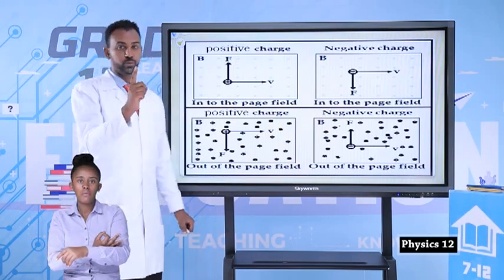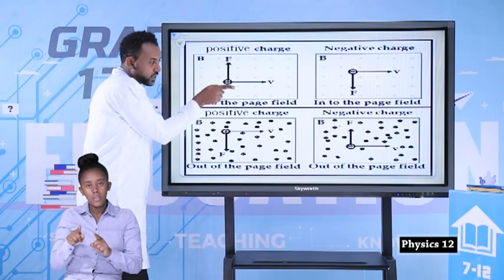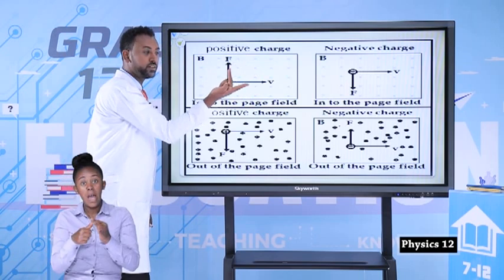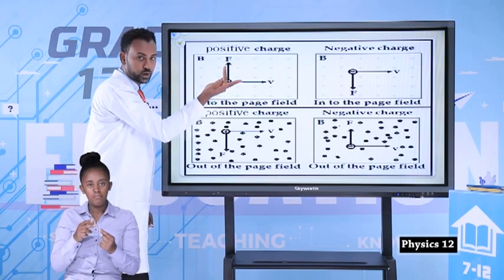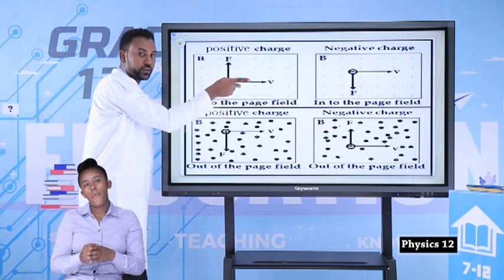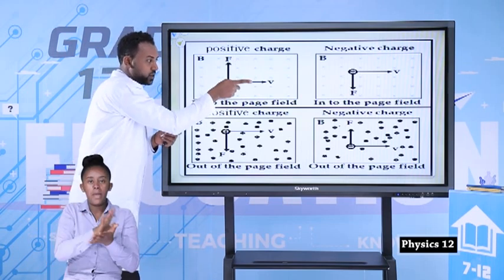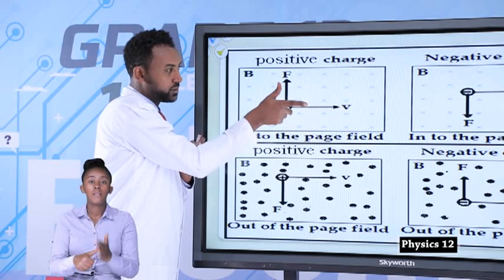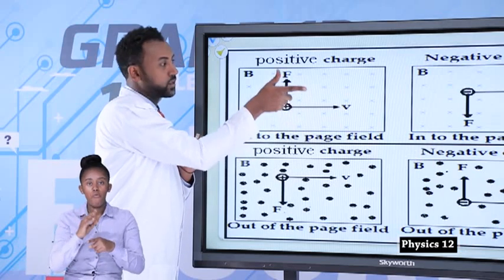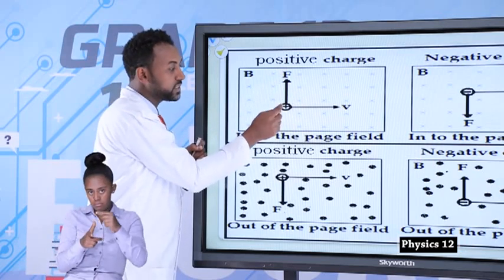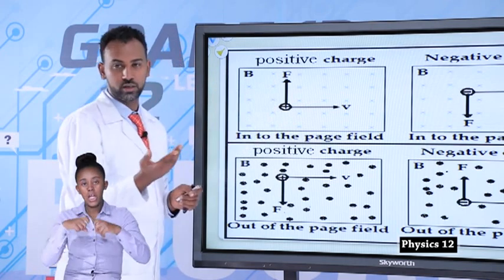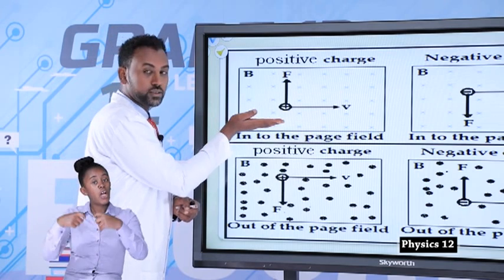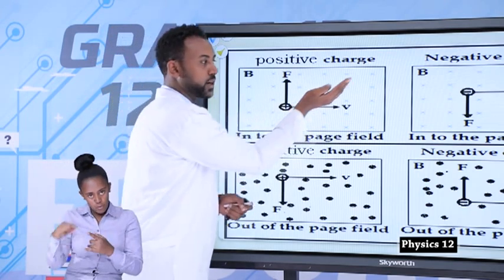Well, first you point your index finger in the direction of velocity, and your middle finger must indicate the direction of the magnetic field, which is into the page. Your thumb is pointing upward, so the force exerted on this charged body is upward. What do I mean by upward? This charged body starts to move upward gradually.